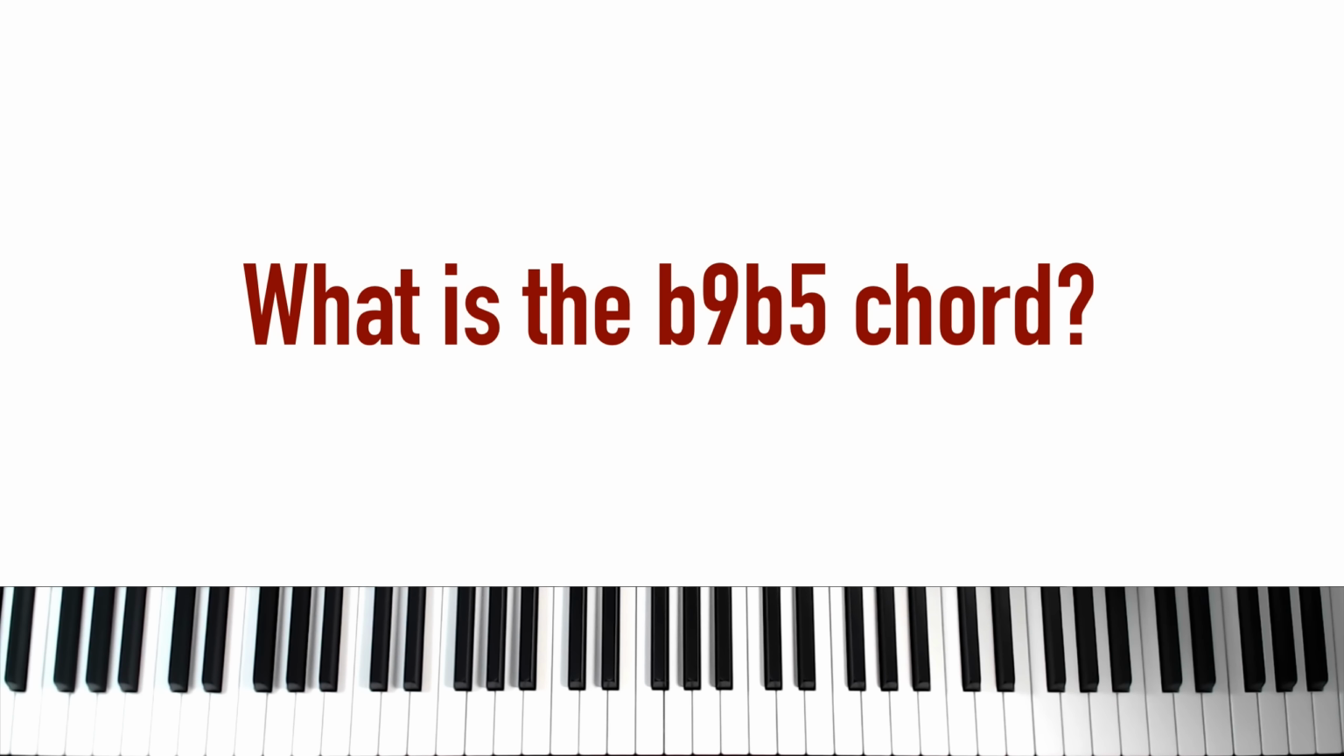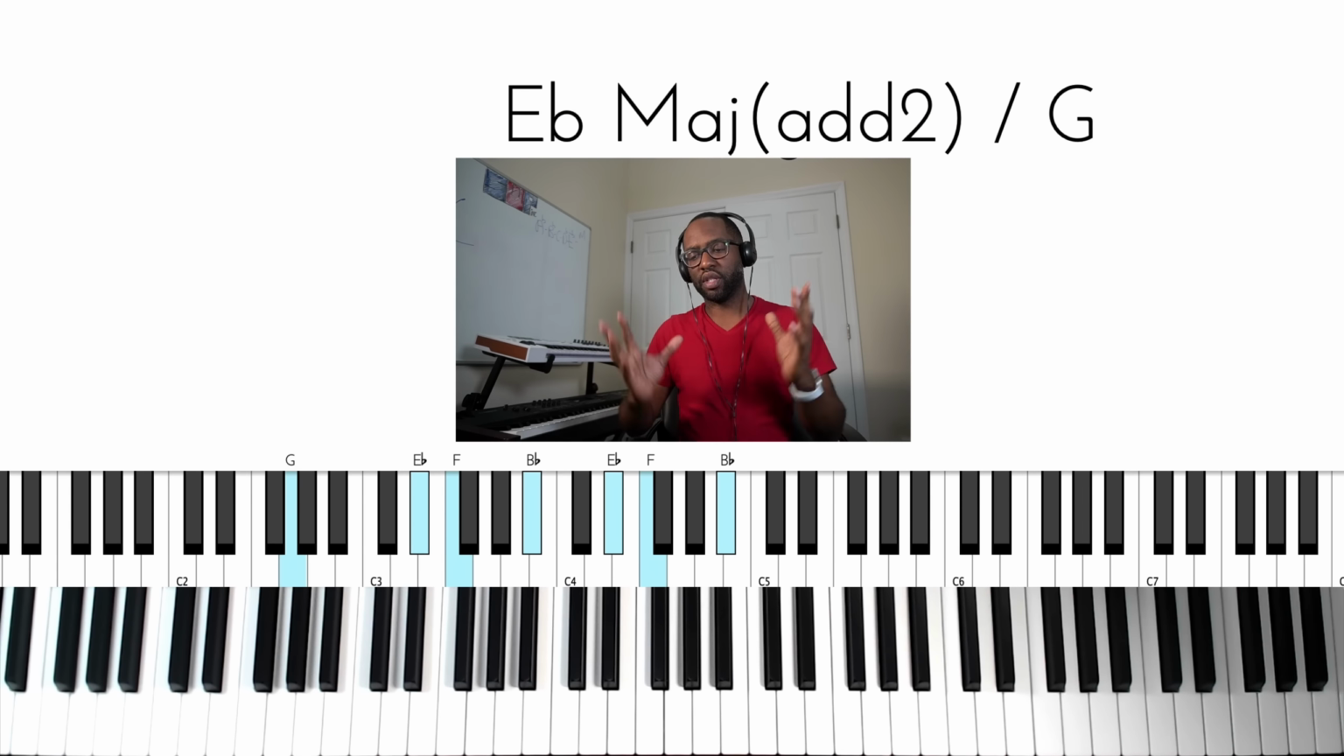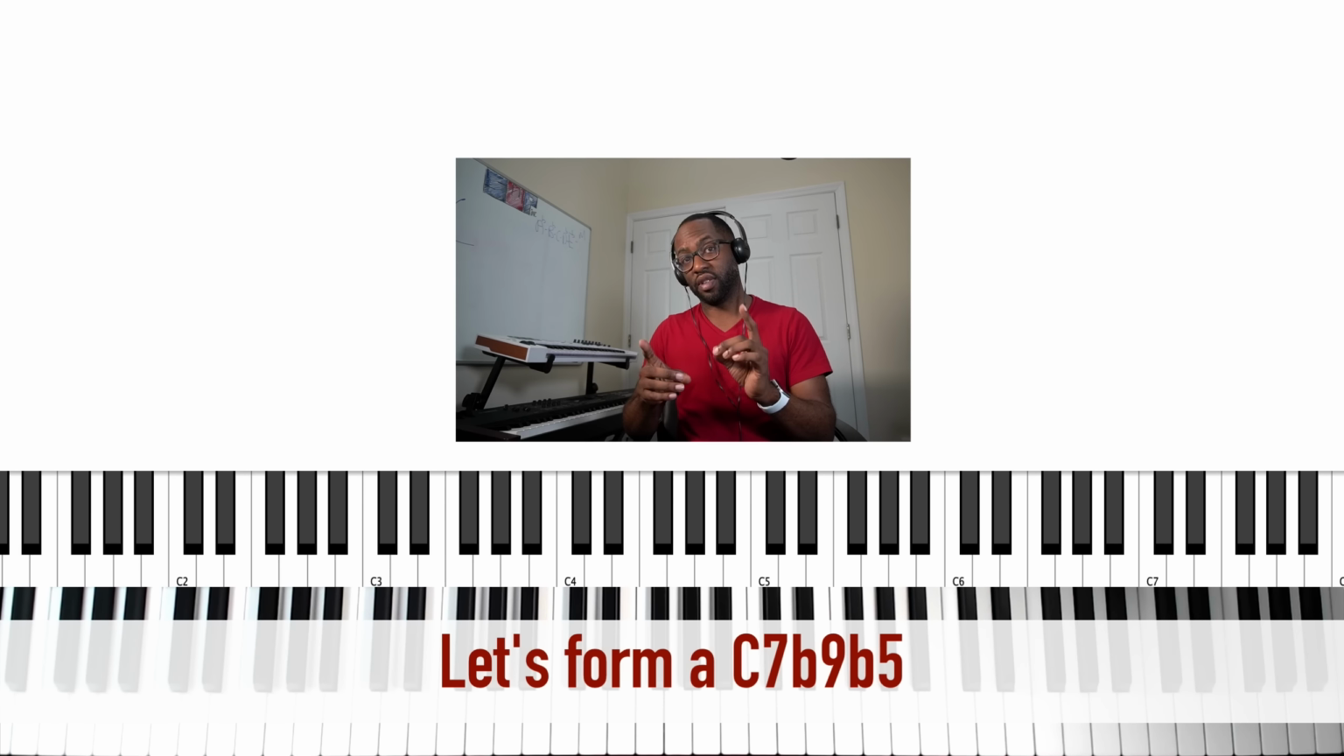Okay, so what is a flat 9, flat 5? It's a type of dominant chord that you can use as a passing chord. It's a dominant chord with two tension notes. Basically, let's form it first. Let's take C, a C flat 9, flat 5. It's actually a C7 flat 9, flat 5, which means it's a dominant chord with two extra notes.